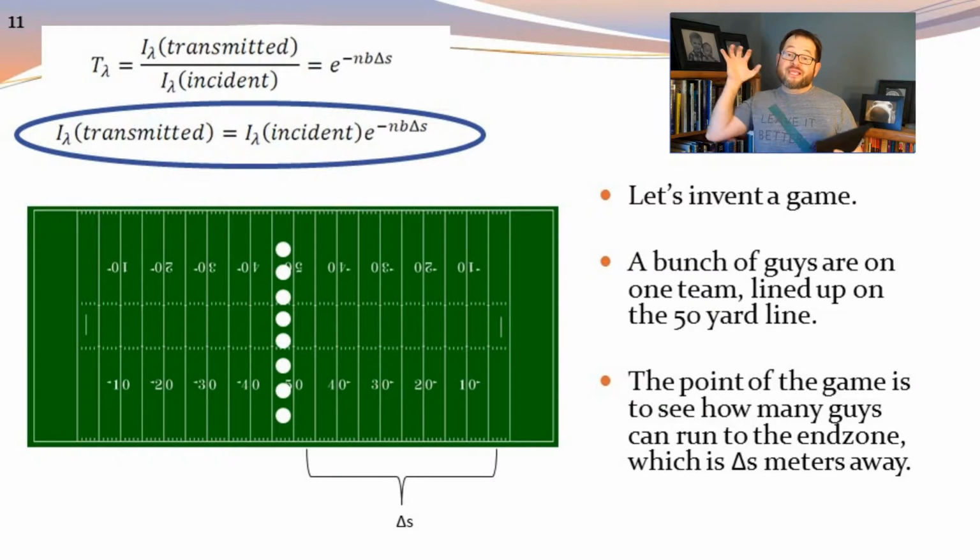Okay? So it's not really very much like football at all, but I like the idea that they're all lining up. They are all incident upon the line of scrimmage. All those dudes are going to cross the line of scrimmage. How many of them are going to make it all the way to the end zone here?